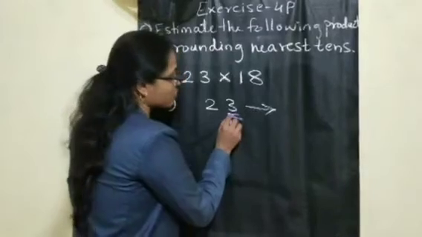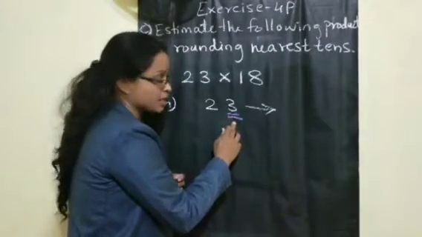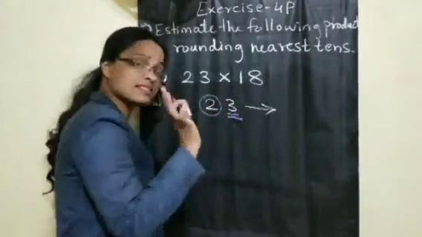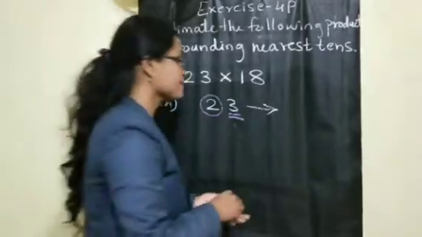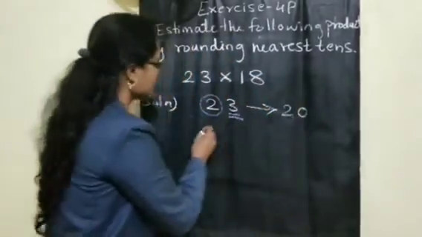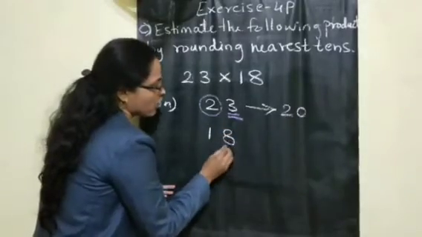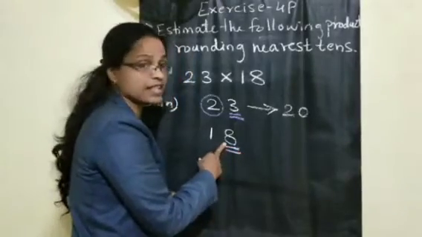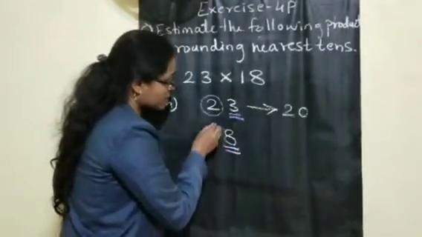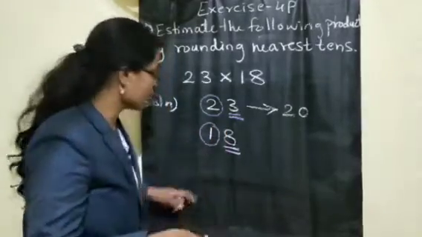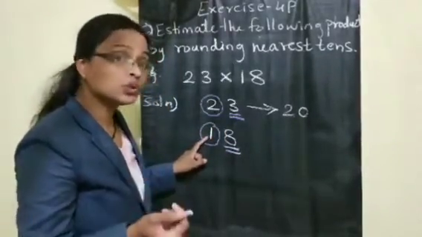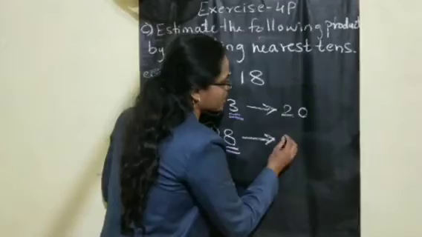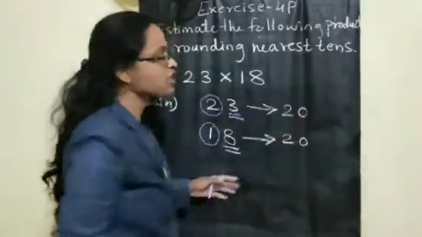Okay children, observe the ones place, the number is 3, which is less than 5, so the tens place number will remain the same, 20 will remain as it is. Now let us take the next number, that is 18. Again observe your ones place. Here the ones place number is 8. 8 is more than 5. So the tens place number will change to the next number. 1 will change to 2, which means 10 will change to 20. So here the rounded number will become 20.